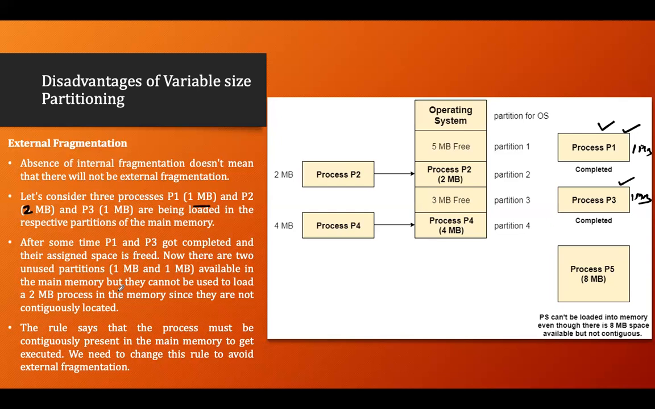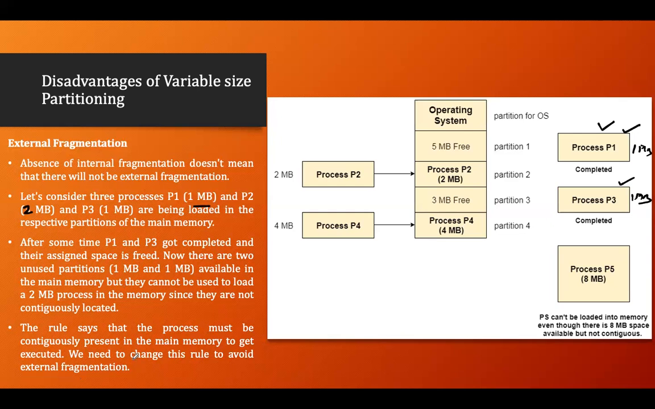available in the main memory, but they cannot be used to load a 2 MB process into the main memory since they are not contiguous. So that is the thing that we are facing. The rule says that the process must be present contiguously in the main memory to get executed. We need to change this rule to avoid external fragmentation.